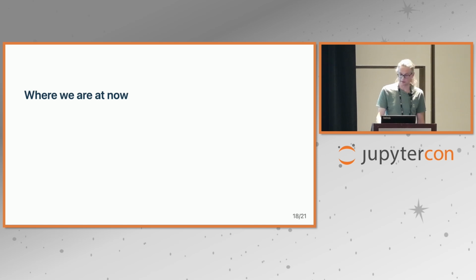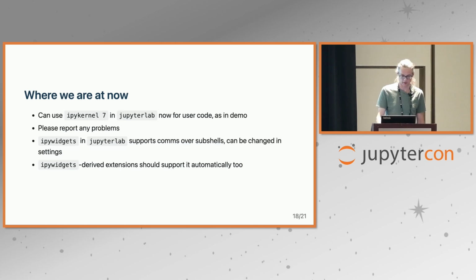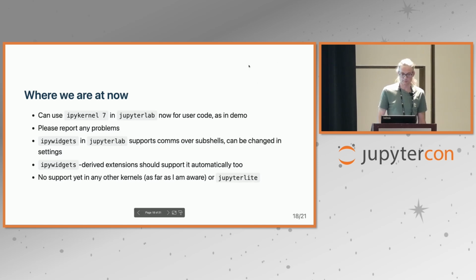So, quick summary of where we're at now. Let's get this all in one go because I'm running out of time. You can use ipykernel 7 in JupyterLab now for user code, which is absolutely fine. If you find any problems, please let us know. There's an issue in ipykernel for this. I'm probably the person that has to fix all of those issues. And we've got some ipywidgets support, so on. Let's move on to the next page.